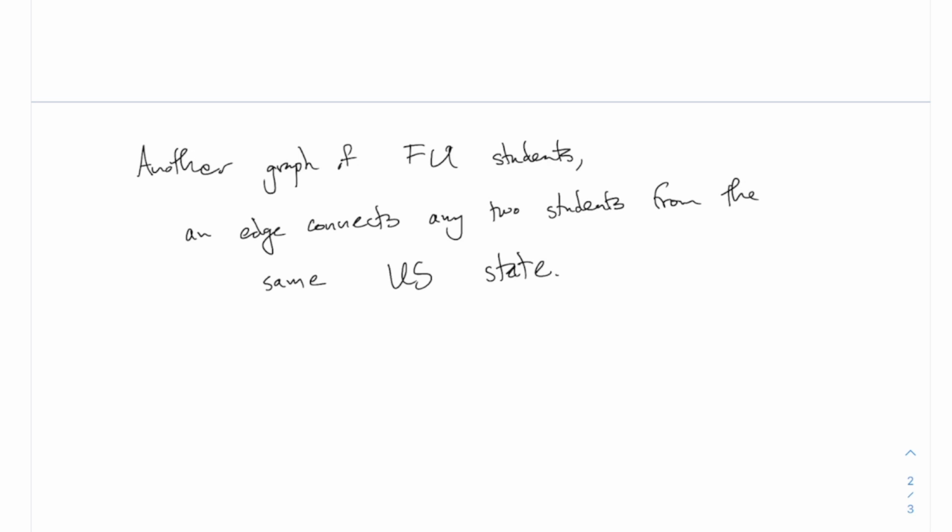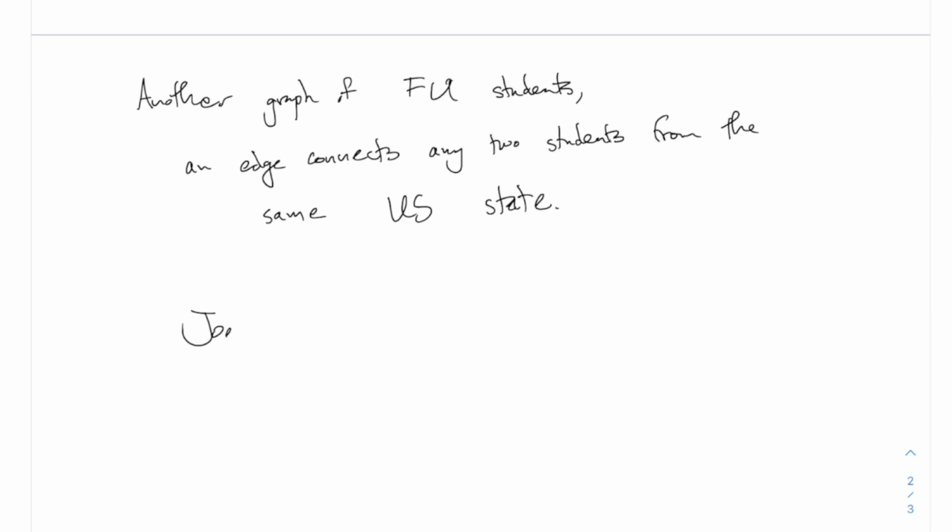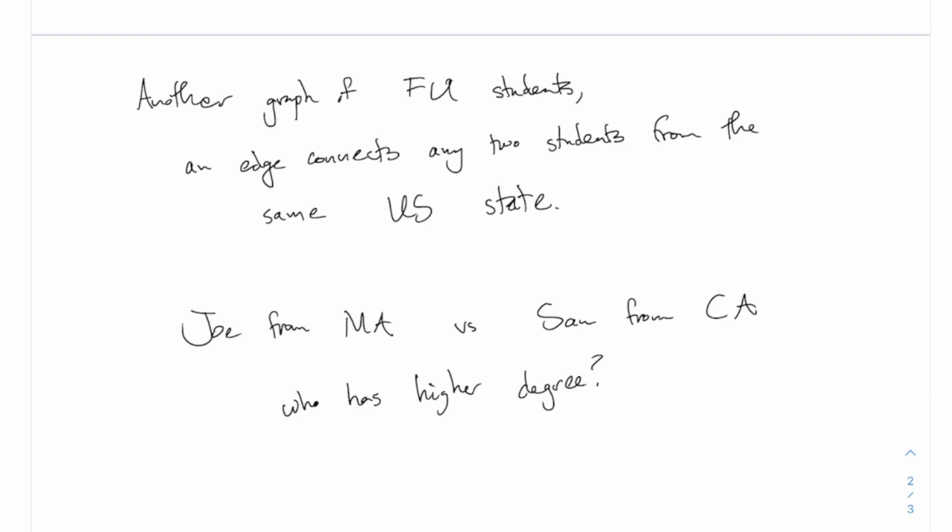So, I would ask you some basic questions about this. How about Joe from Massachusetts versus Sam from California? Imagine these two people. Who has the higher degree in this graph? Remember, the degree is how many people you are connected to in the graph by an edge. What do you think? I was going to say Joe. Joe, yeah. Why is that? Because most people are from Mass here, and a lot of people are from California. Yeah, right. It's because at Fairfield University, there are more people from Massachusetts than from California. And so Joe's going to be connected to a lot of people, that is all the other people from Massachusetts. Whereas Sam will only be connected to a few people, whoever's from California. So the answer is Joe.